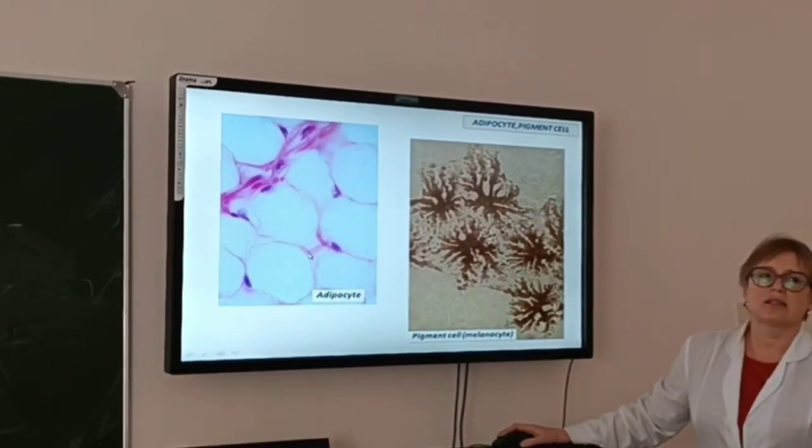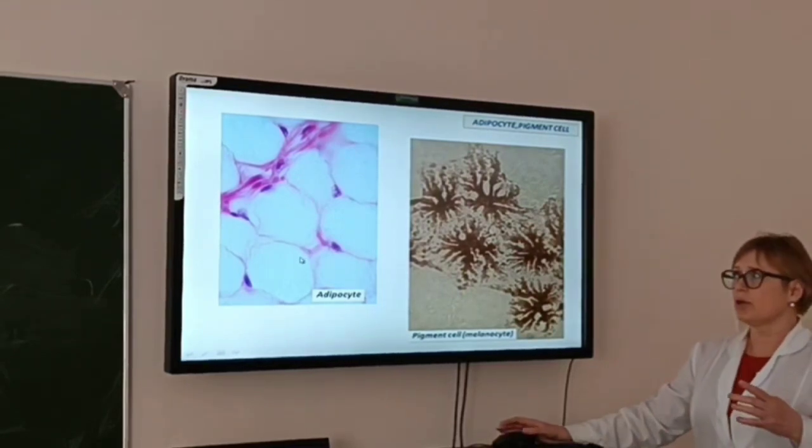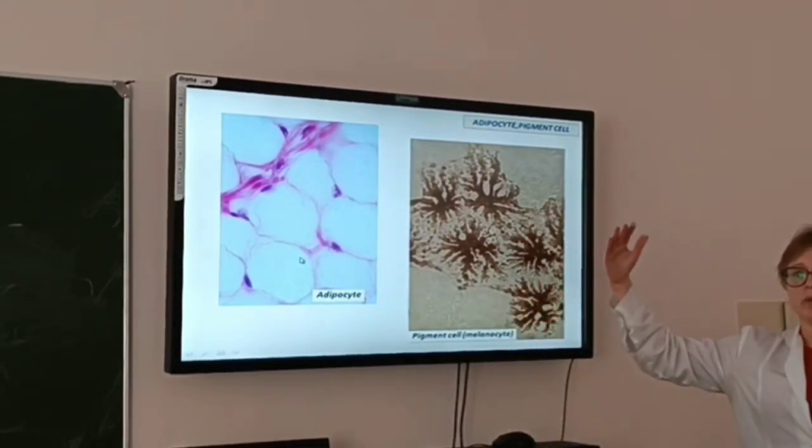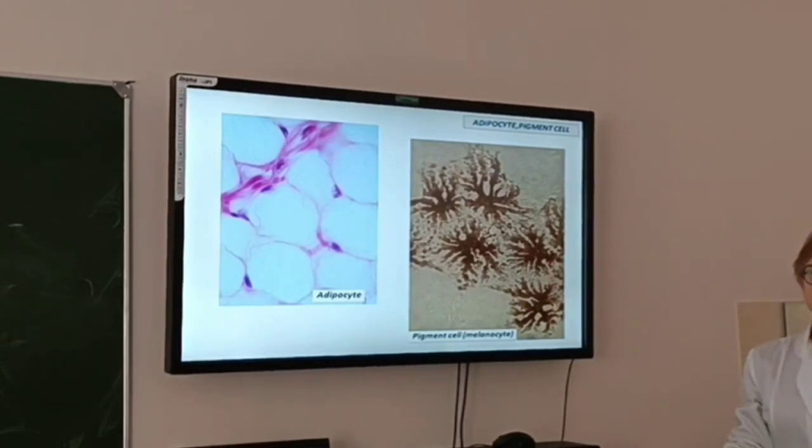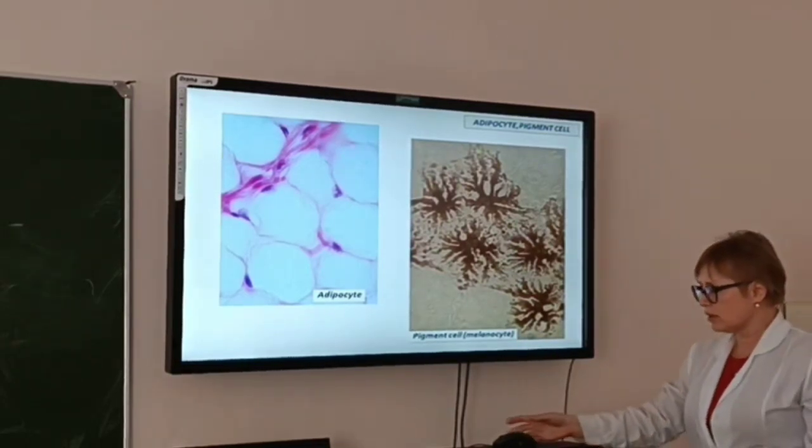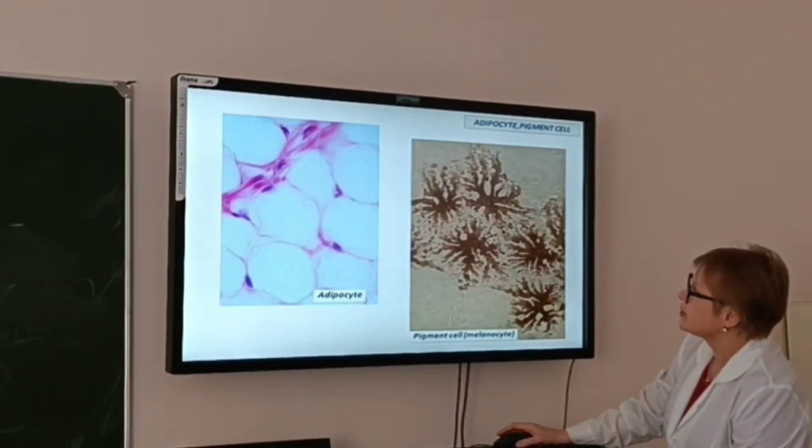The adipose cell is unstained at all, because if you remember, a large lipid droplet fills the whole volume of the cytoplasm, and lipid is not stained with dyes because it does not have hydrophilic properties.